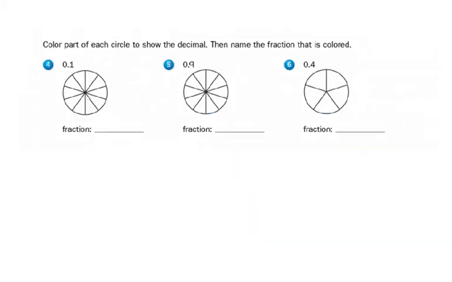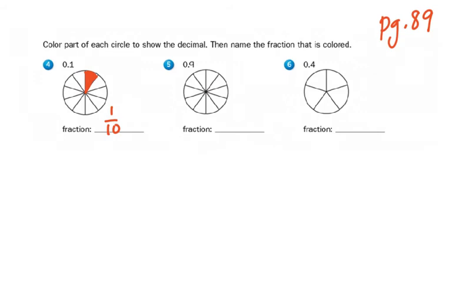Let's continue down that page. Again, remember, I'm on page 89. This section says color part of each circle to show the decimal, then name the fraction that is colored. Well, it tells me to shade in 1/10. So would you go ahead and shade in 1 out of 10 equal parts? And as a fraction, it would look like 1/10.